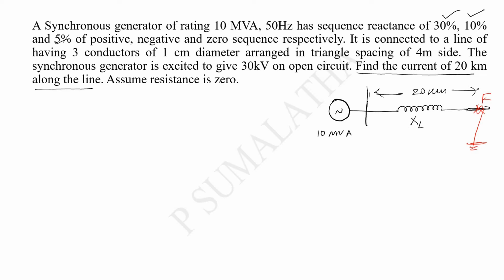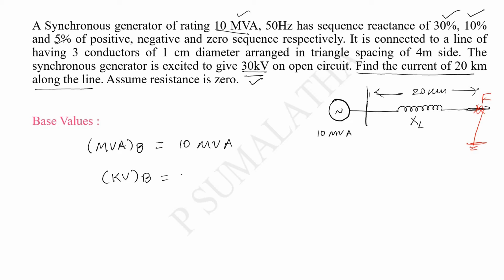So first let us write the base values that we are going to consider for this problem. In the entire problem we have only one MVA rating, that is 10 MVA, and only one voltage rating, that is 30 kV. These values itself we will consider as base values. MVA base is equal to 10 MVA and kV base is equal to 30 kilovolt. Using these base quantities we are going to find the reactances of each component, that is the generator as well as the transmission line.